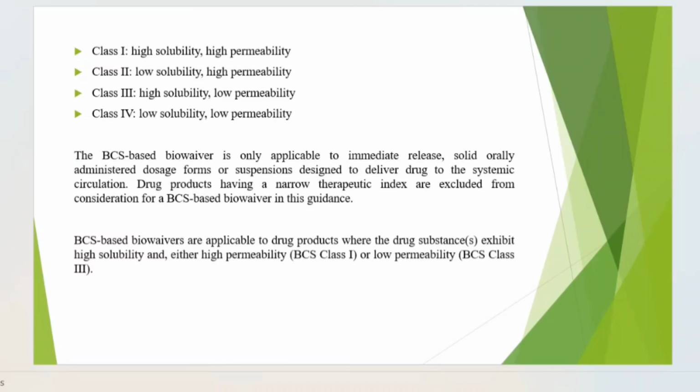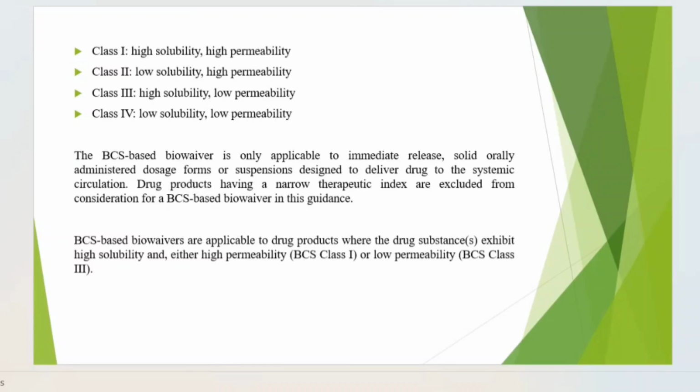The BCS-based biowaiver is only applicable to immediate release, solid orally administered dosage forms or suspensions designed to deliver drug to the systemic circulation. So the drug products which deliver the drug to the systemic circulation and which are immediate release in nature and which are solid orally administered dosage forms or suspensions, those can be applied to the BCS-based biowaiver.